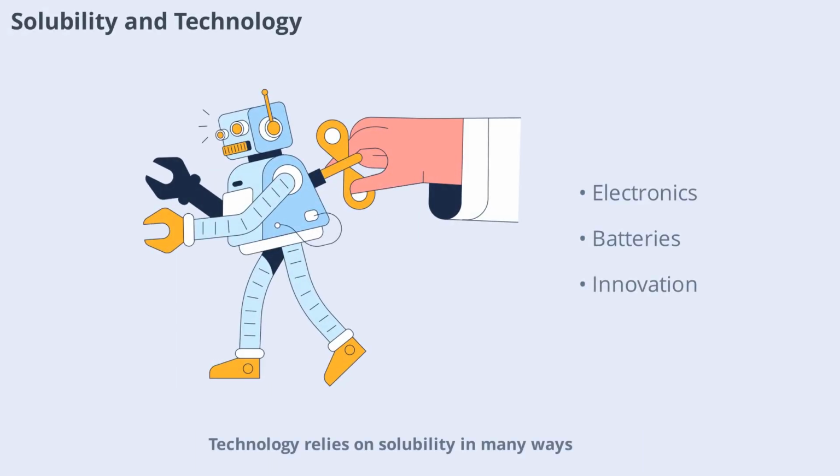Technology relies on solubility in many ways. Electronics manufacturing uses solutions to clean and etch components. Batteries depend on soluble chemicals to store and release energy. Understanding solubility enables innovation in high-tech industries.